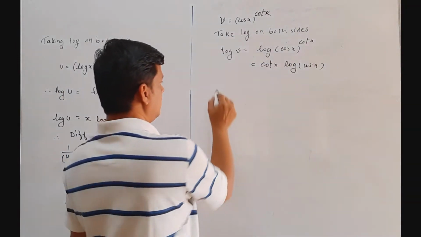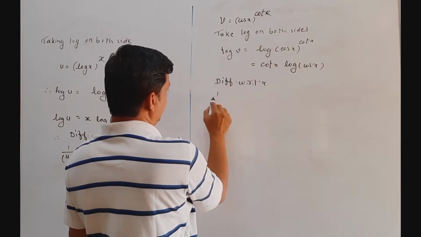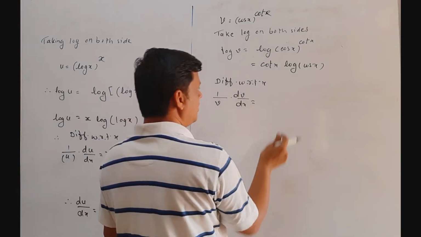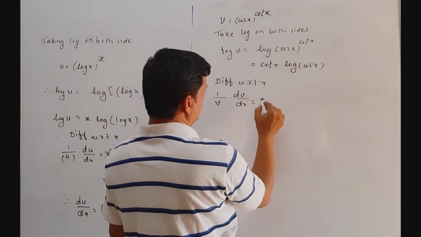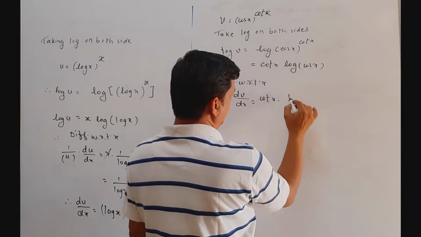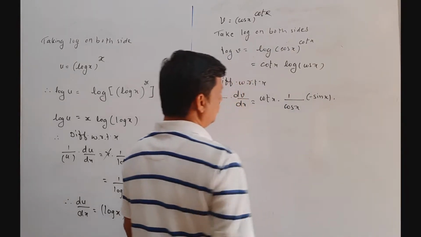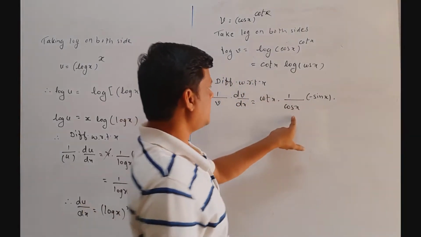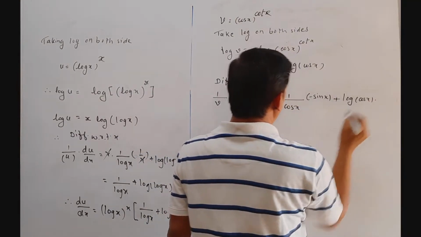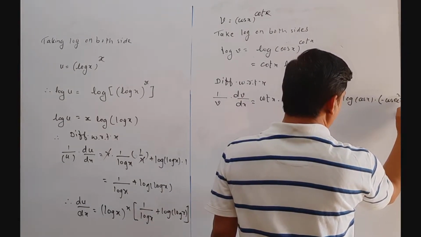Differentiate with respect to x. The derivative of log v is 1/v into dv/dx, equal to, here we apply the product rule: first function into derivative of the second function, that is the derivative of log, 1/cos x, then the derivative of cos x is minus sin x, plus second function, log of cos x, into derivative of the first function. The derivative of cot x is minus cosec square x.